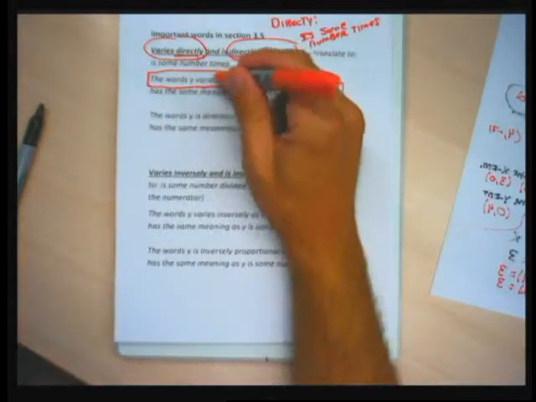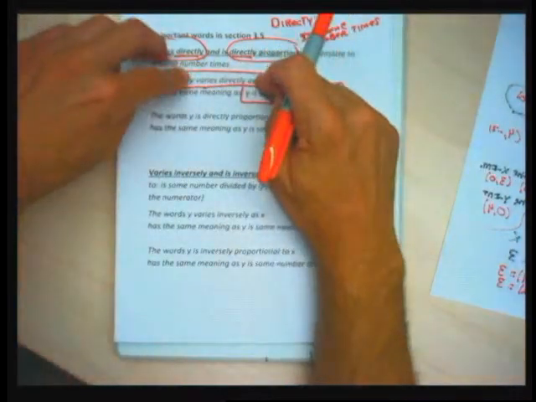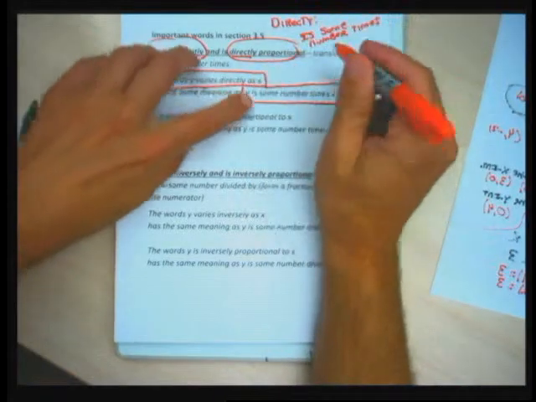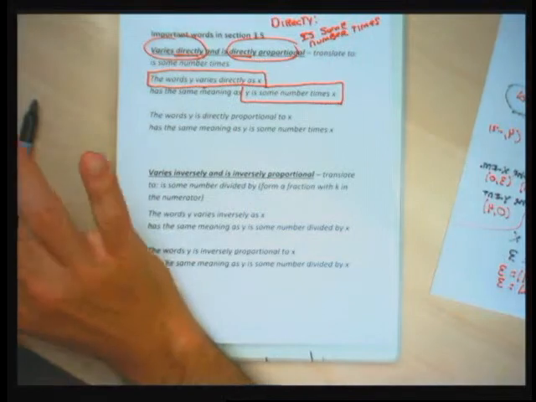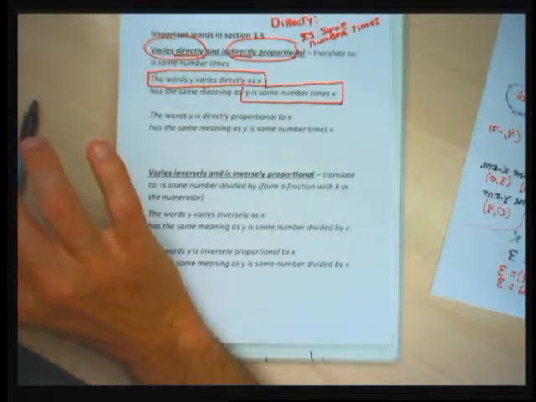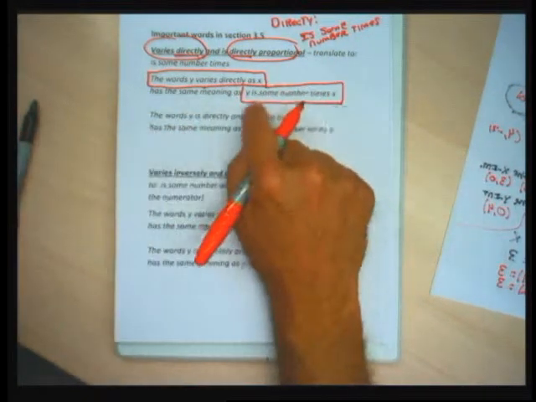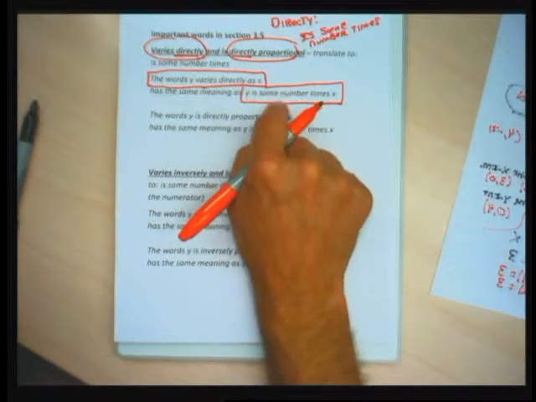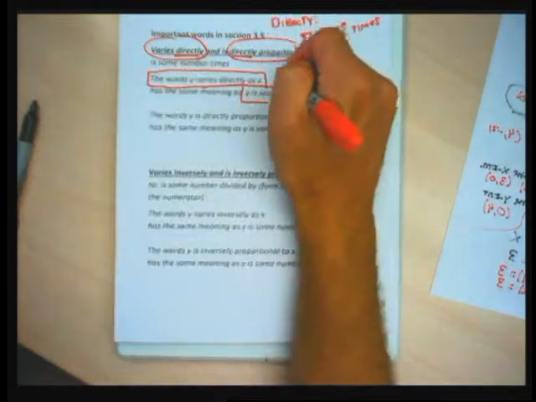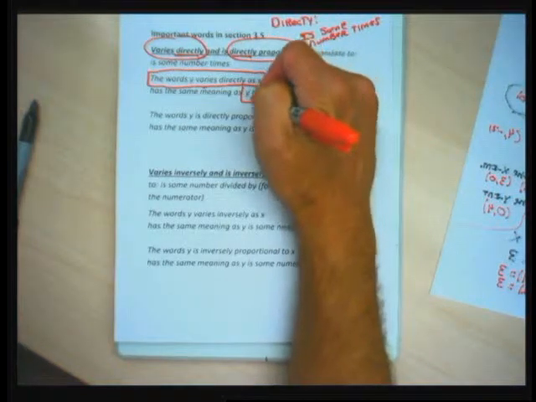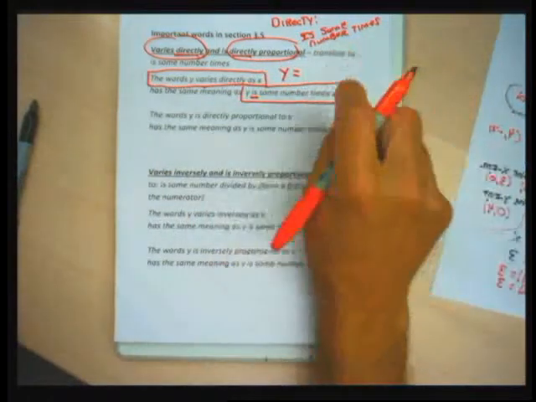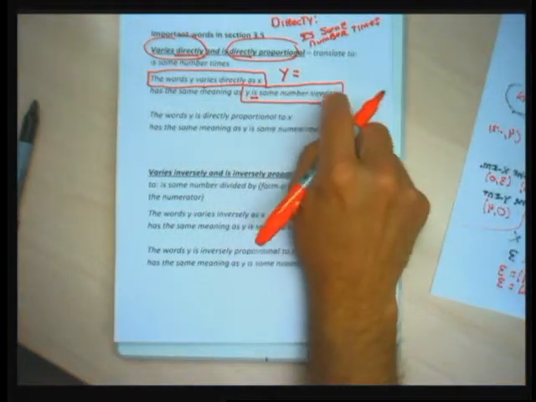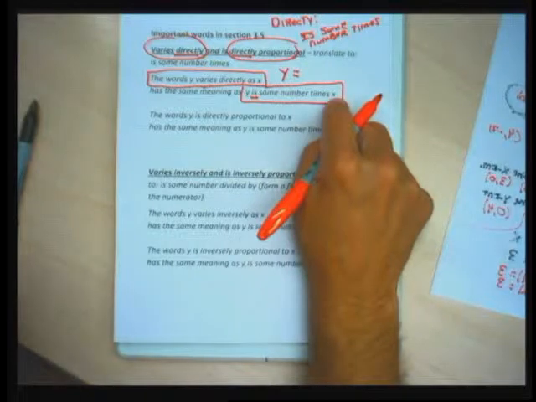So y varies directly as x, the y and the x kind of stay, the varies directly as turns into is some number times. If I was asked to write an equation to represent this statement, the letter y I would leave as the letter y. The is, I'd make an equal sign. And I can't use an x for some number, although I'd like to, but x is already in the problem. In a lot of these problems, there's already an x there.